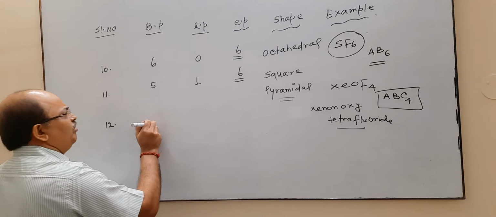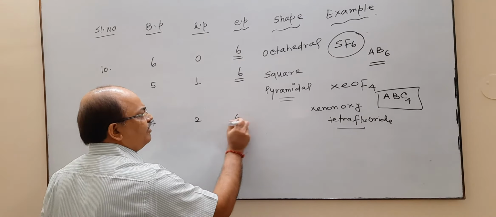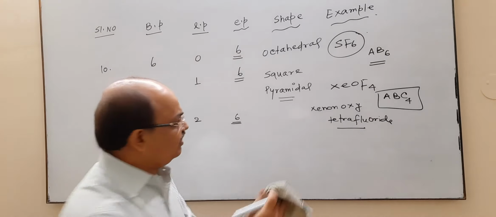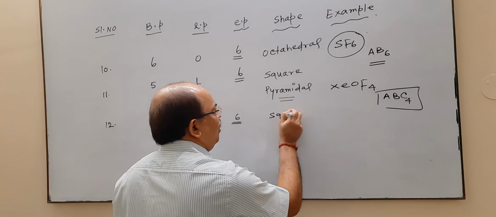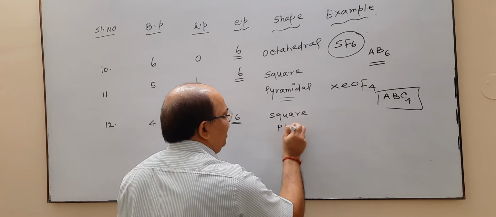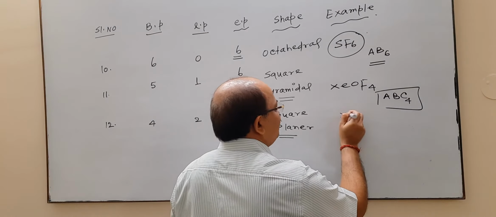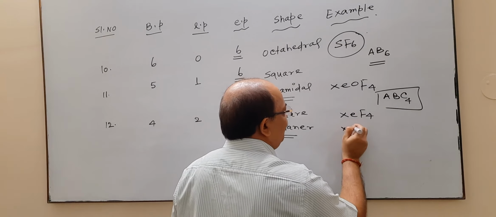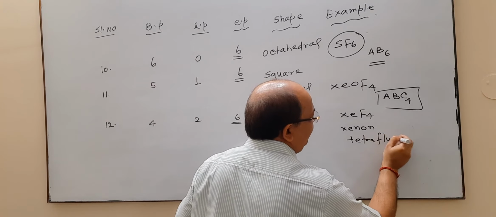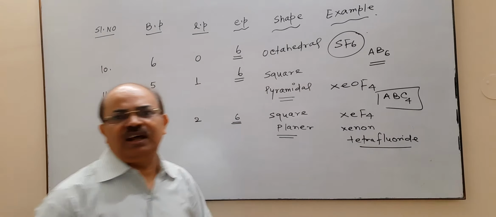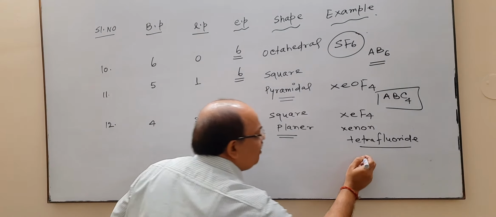Now, the 12th is, say, bond pair is 4 and lone pair is 2. Again electron pair is 6, but in that case the shape will change. The shape is square planar. Example is XeF4, xenon tetrafluoride. So again, it is of AB4 type.